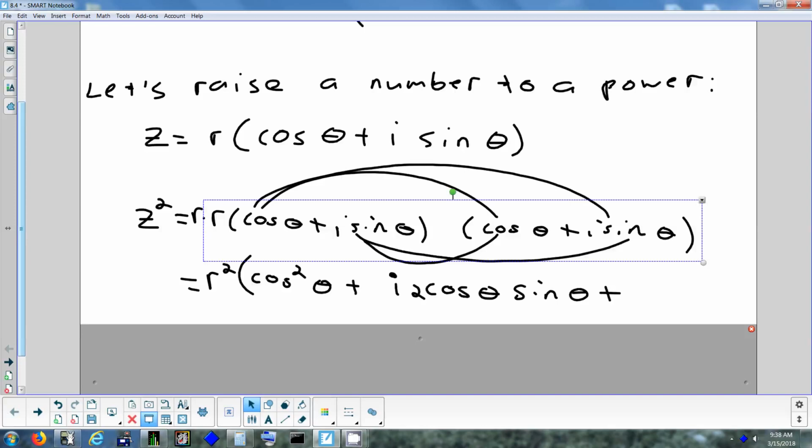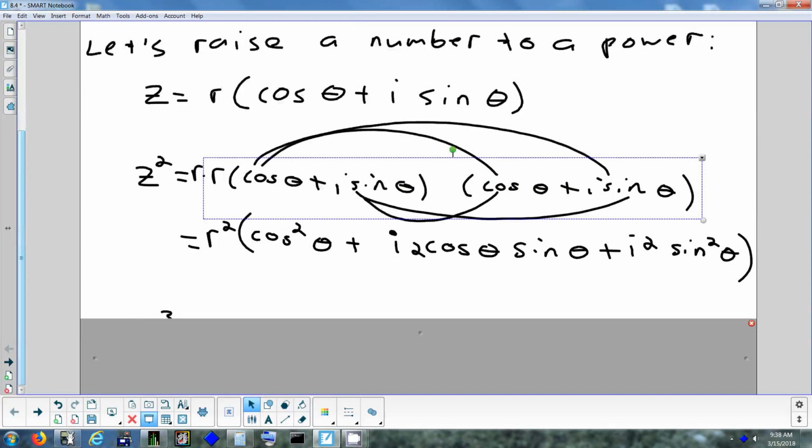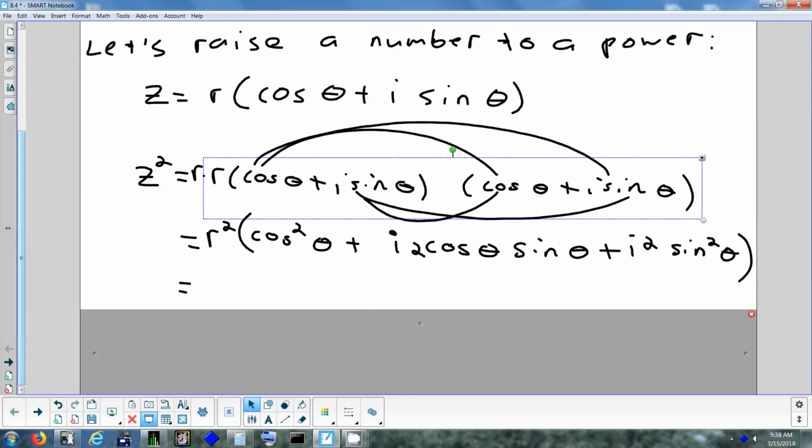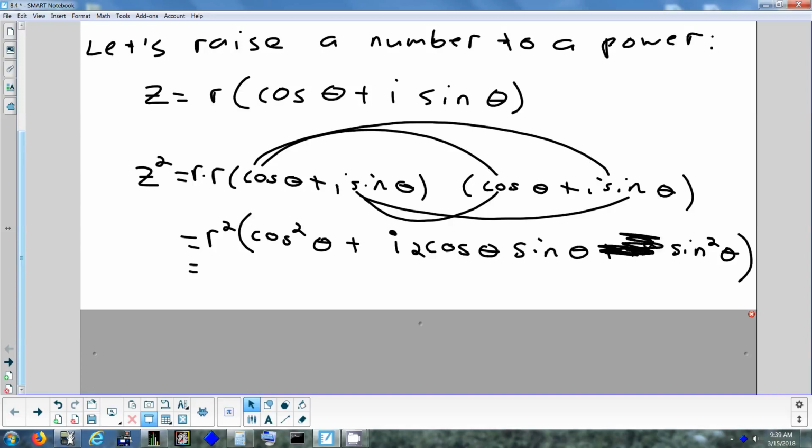Yeah, i squared. And then sine times sine, Leo? Sine squared. Okay, so now that I've FOILed that out, I'm going to put some things next to each other, and I think you'll notice something. Let's look at i squared first. What is i squared again? Yeah. It's -1, so it's really -1 times sine squared. So I'm just going to make that a negative sine squared.